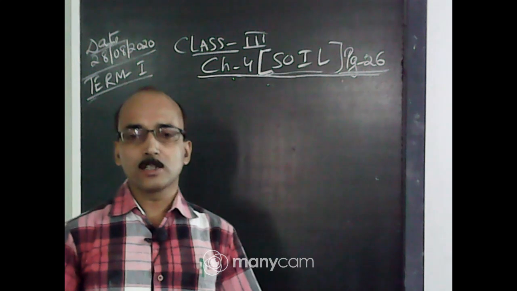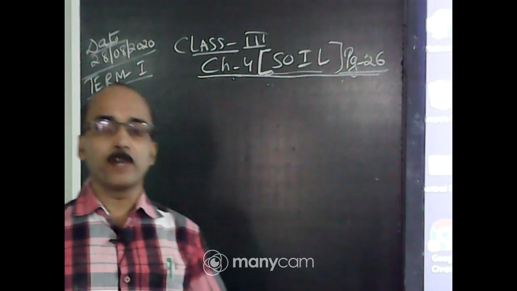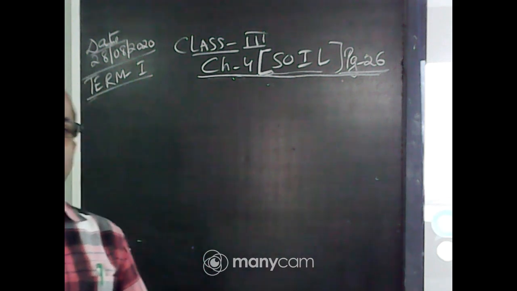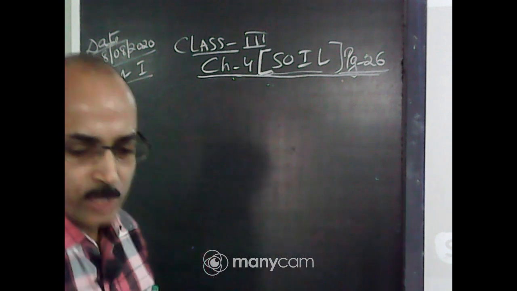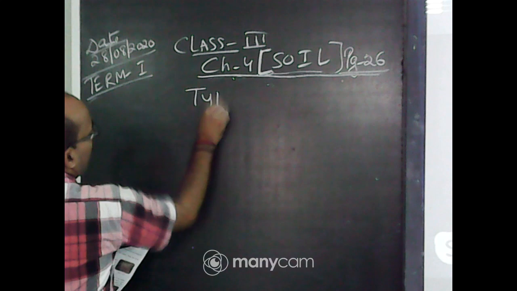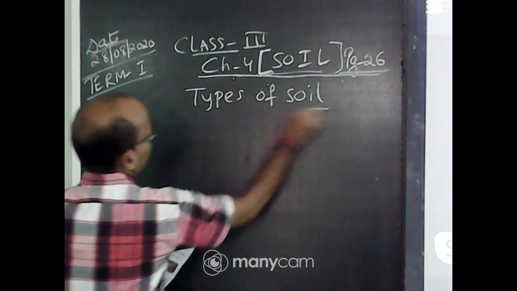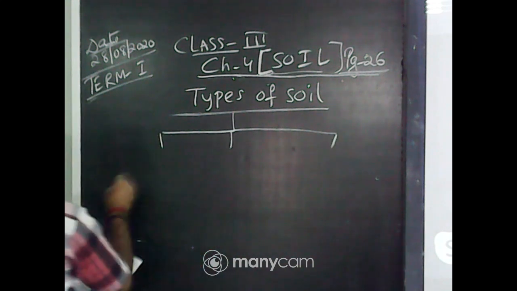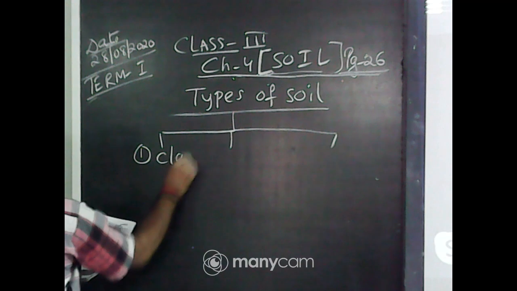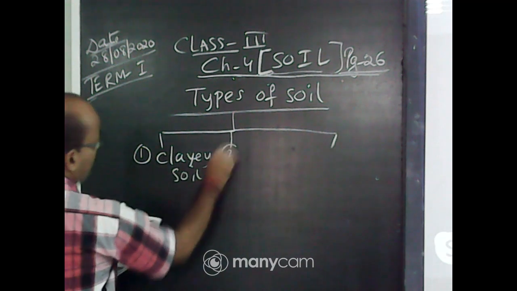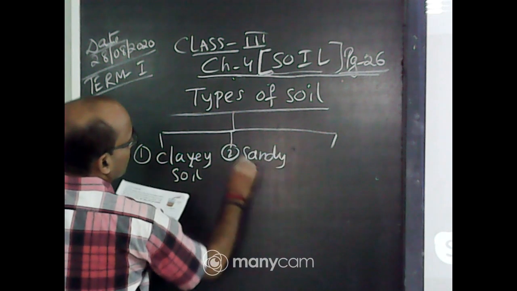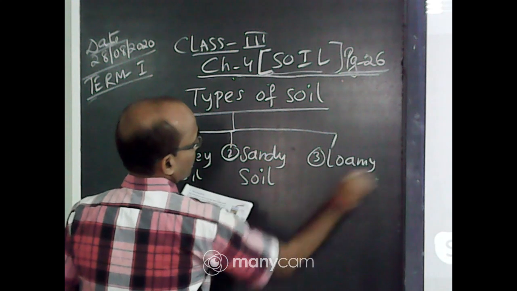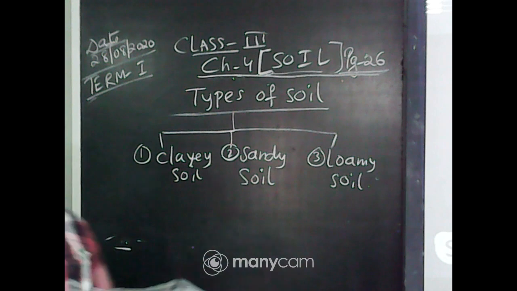Then we have learned the types of soil. We have seen that soils differ in color, particle size and amount of air and water. We have learned that there are mainly 3 types of soil. We have already read this in our previous class, so this is a recap now. Number one is clay soil. Number 2 is sandy soil. Number 3 is loamy soil.